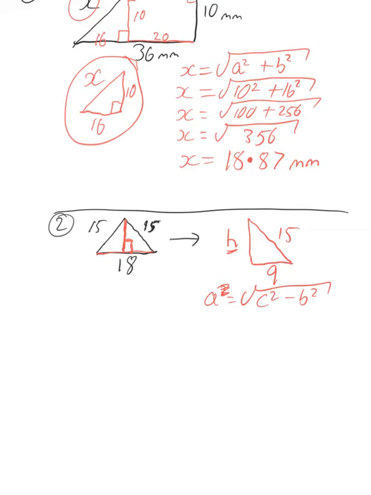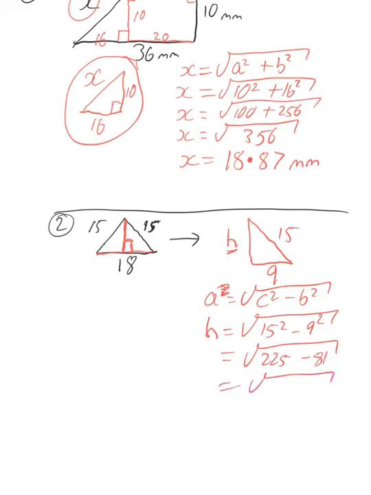So instead here, a is h, c is 15, so 15 squared minus 9 squared equals the square root of 225 minus 81, which equals the square root of 144. We know without a calculator, hopefully, that is plus or minus 12, or in this case we just want positive 12.